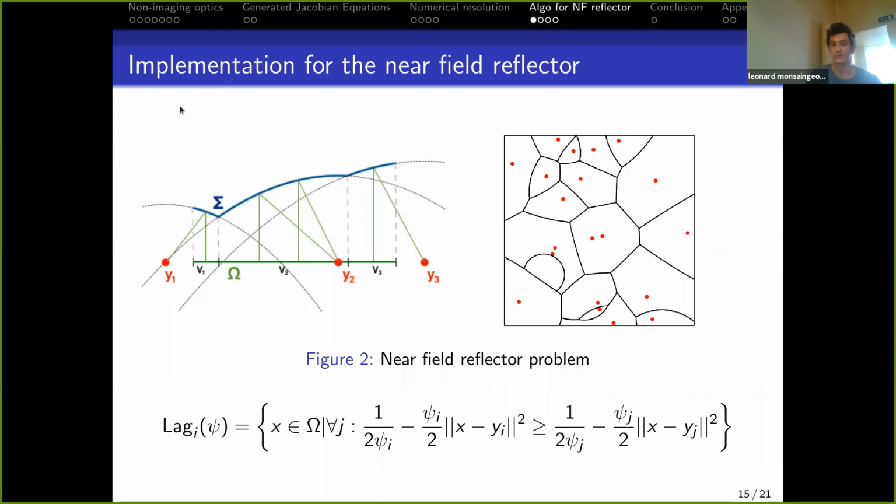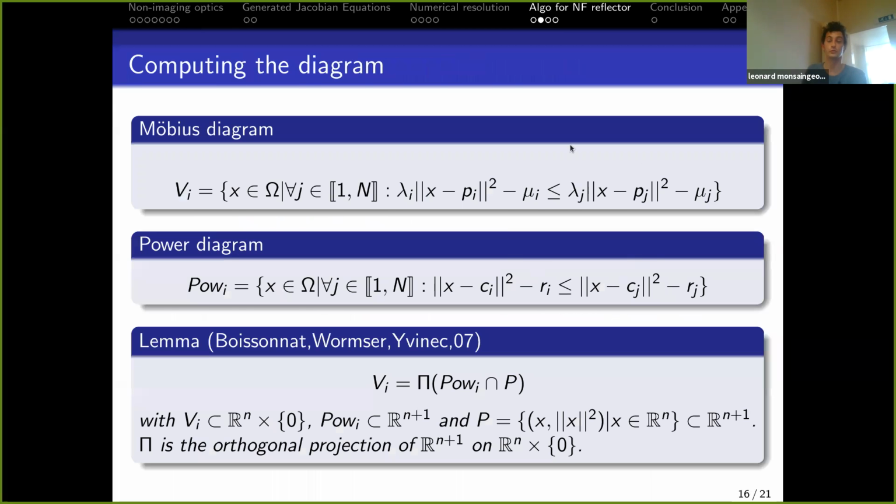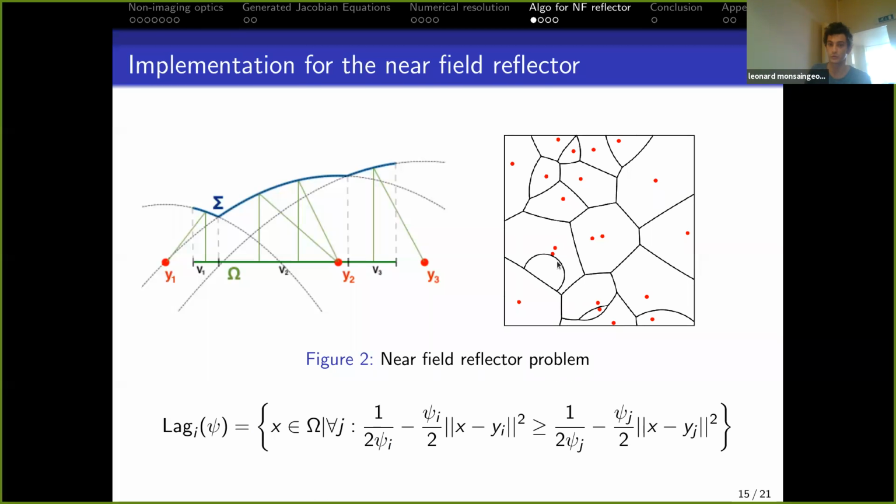And so we implemented this algorithm for the near field reflector problem. If you recall the problem, I had my paraboloids and wanted to compute the focal distances such that my Laguerre cells had the correct mass. To do so, the main difficulty is to compute this diagram at each iteration.